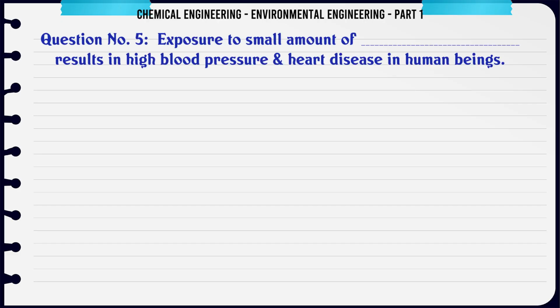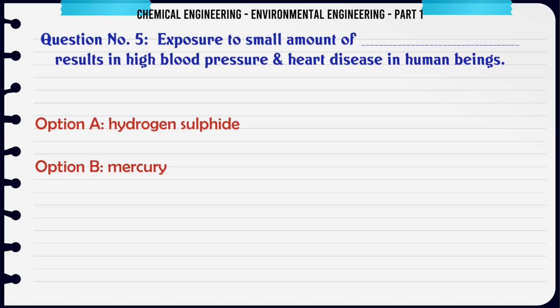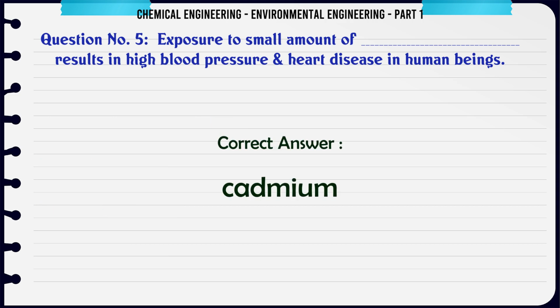Exposure to small amount of _____ results in high blood pressure and heart disease in human beings. A. Hydrogen sulfide. B. Mercury. C. Cadmium. D. Asbestos. The correct answer is cadmium.